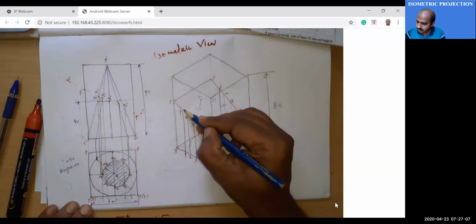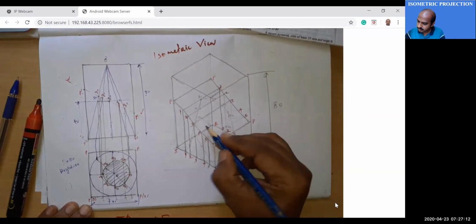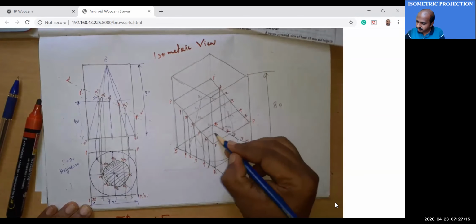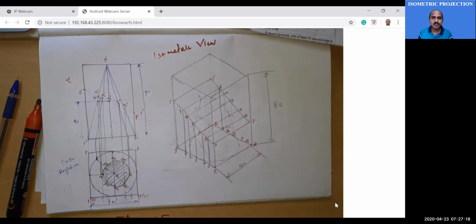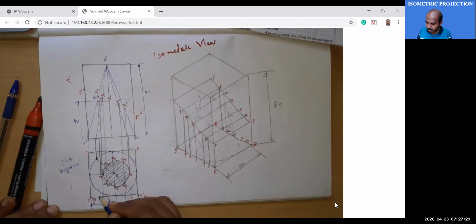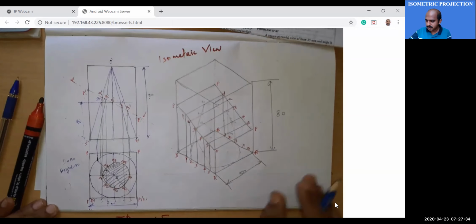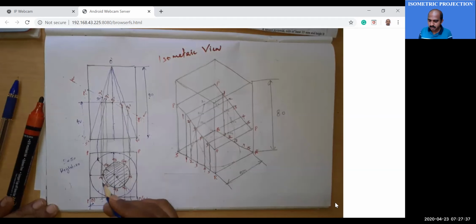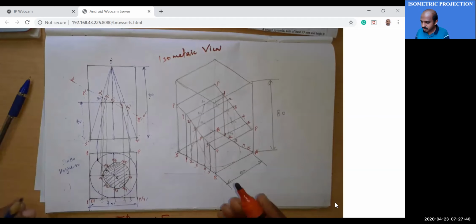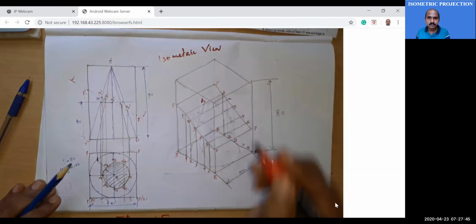Now you can connect 1 to 1, 2 to 2, 3 to 3, 4 to 4, 5 to 5. So now you can locate capital A1, capital A2, etc. What is capital A1? Listen, you measure from 1 to A1, same as the previous problem. You measure from 1 to small a1, then you mark it here. This is your capital A1.